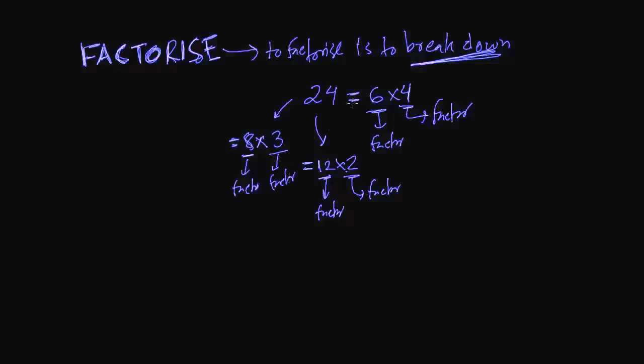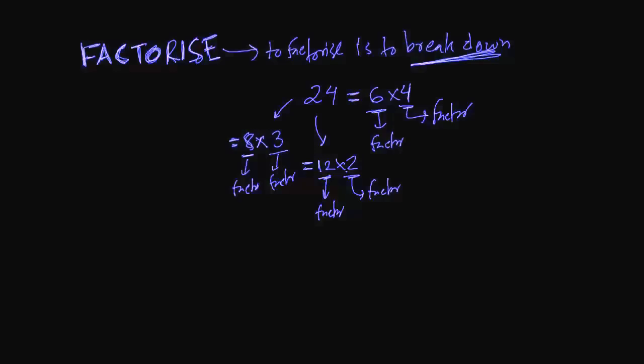Now in each case I have broken it down into two parts. Now if I want to, I can actually break it down into more parts. For example, 6 can also be factorized as 3 into 2. So 3 into 2 into 4. 4 can be also broken down as 2 into 2. So we can just keep on breaking down. When you factorize something, you just break it down so that when you multiply it back together, the original comes back. That's what factorizing is all about.